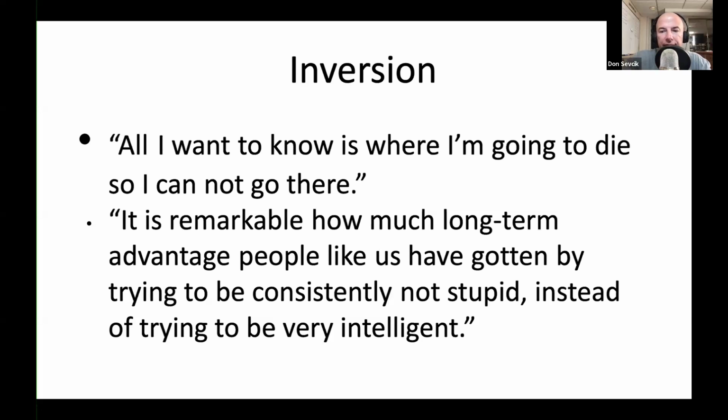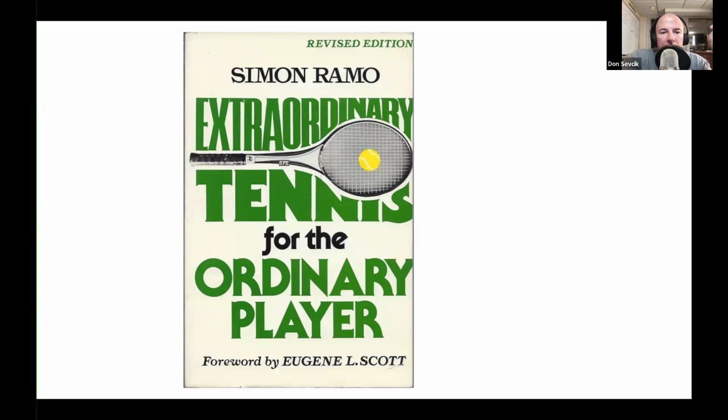It reveals itself. And there's a great book, let's talk about tennis. Let me go to the next slide. It's by Simon Ramo. It's called Extraordinary Tennis for the Ordinary Player. And this is a fascinating book that reveals the power of inversion. So in expert tennis, the book found that about 80% of the points are won. In amateur tennis, about 80% of the points are lost. In other words, professional tennis is a winner's game.